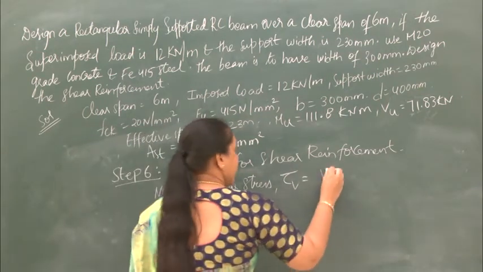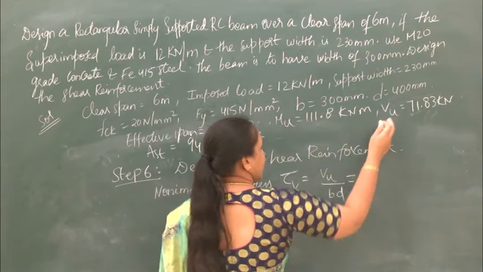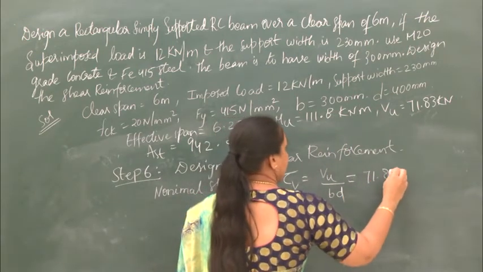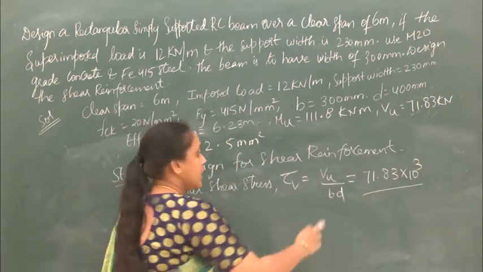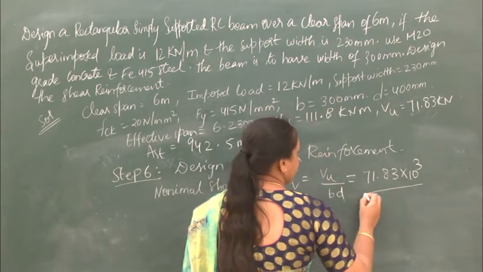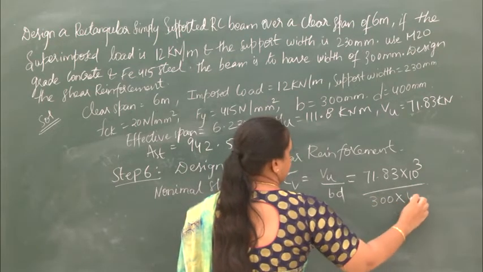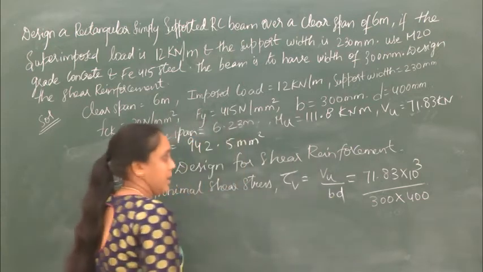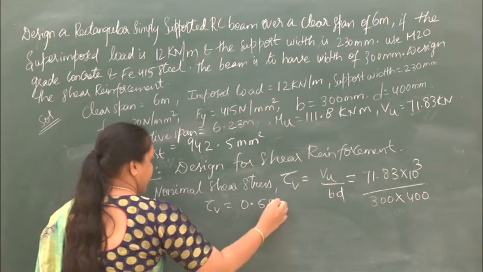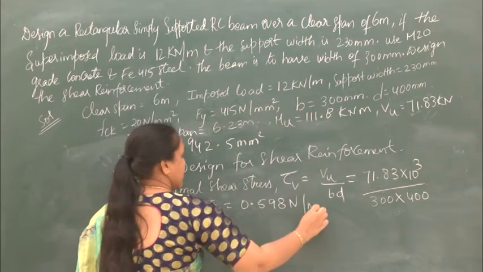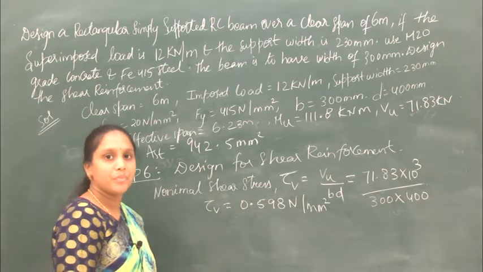Tau v can be calculated by the formula Vu by bd. So what is Vu here? The Vu we have calculated is 71.83 kilonewton, that is 71.83 × 10^3 newtons, divided by b. What is the breadth here? It is 300, into depth. Depth is 400. So from this, we will get a value of tau v as 0.598 Newton per mm square. So this is the value of tau v that you are going to get.